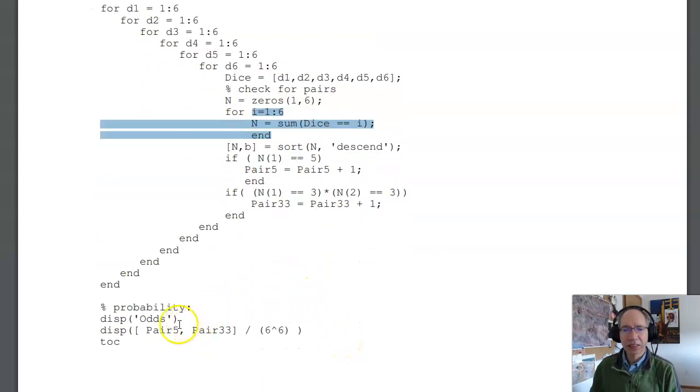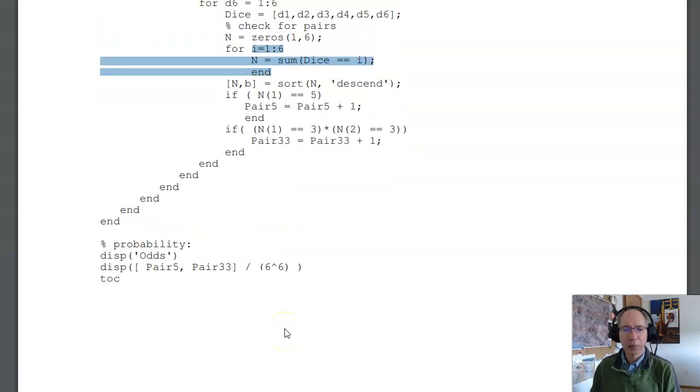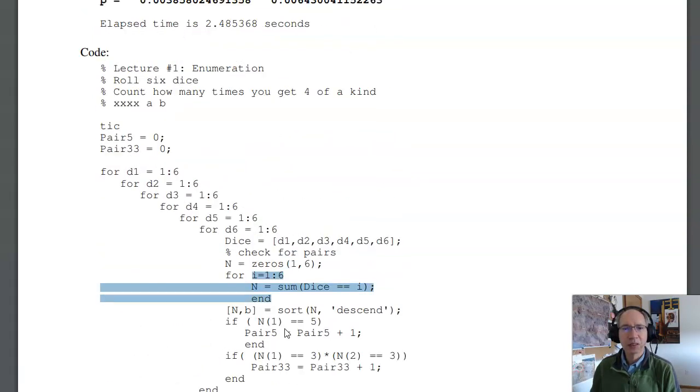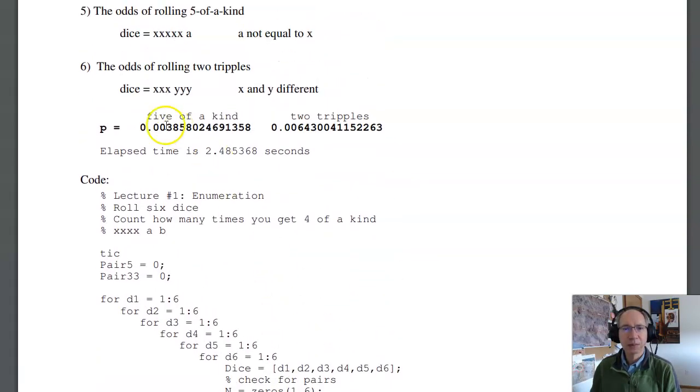And then just display at the end how many 5 of a kinds I got and how many 2 triples, divided by the total number of combinations, which is 6 to the 6th power. And what you wind up with is the probability of 5 of a kind is 0.0038. Probability of 2 triples is 0.0064. Now remember these two numbers because we're going to see those in the next homework set, where we calculate those odds using combinatorics.